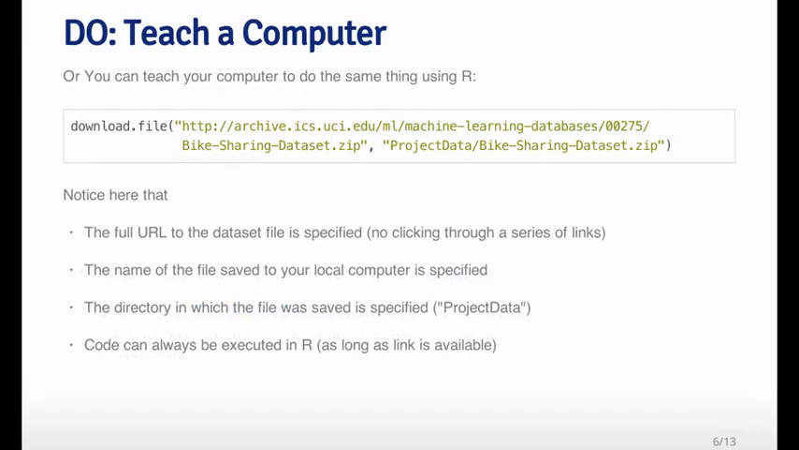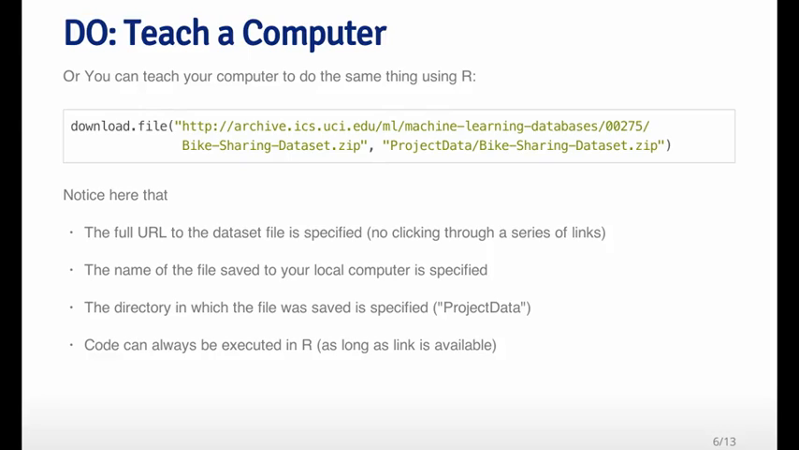In fact, in R, it's quite straightforward. You can use the download.file function and just download the file directly onto your computer. This example has some advantages. First of all, you'll notice that the full URL to the data set is specified, so there's no ambiguity there. You don't have to click on the website, then the folder, and then the zip file. You get the whole URL to the data set. It's right there, very specific.